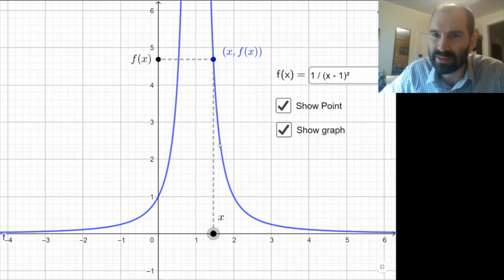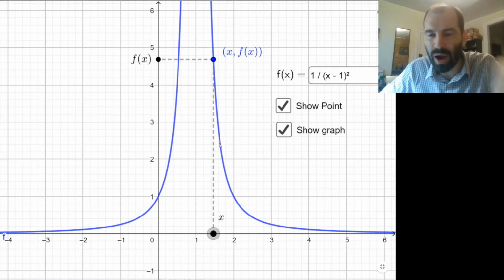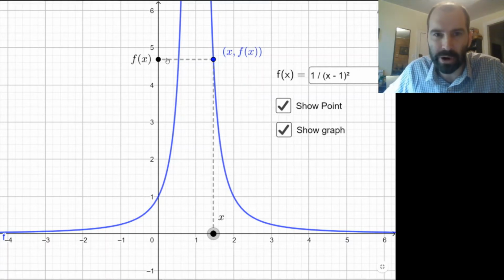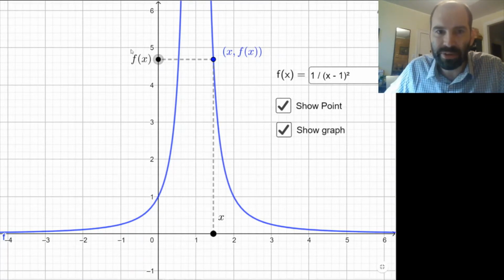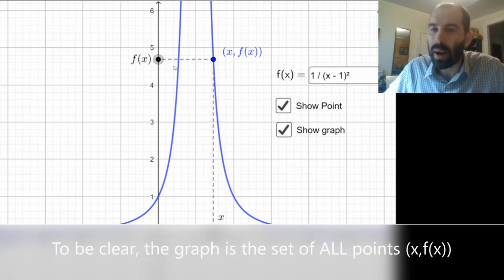Look where f of x is in the picture. F of x is on the y-axis. F of x is a number over here, right? That's f of x over here. F of x is stuck on the y-axis. That's where f of x lives. The graph is not f of x. The graph is a pair of numbers which make a point. It's the pair of numbers x comma f of x.